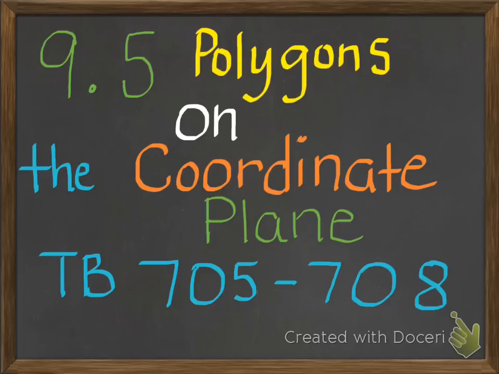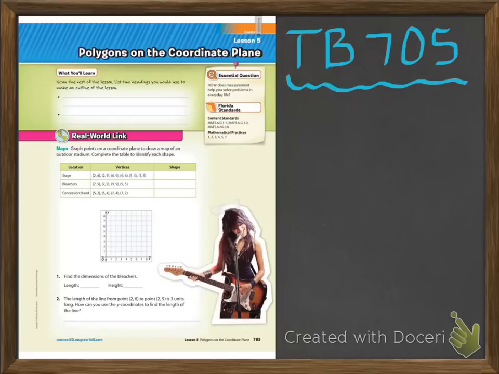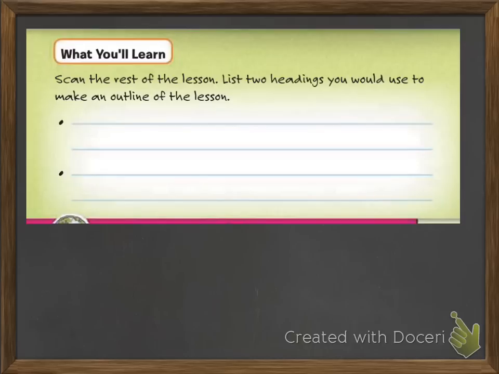This section is going to start on textbook page 705 and go through textbook page 708. Please make sure that you're writing everything that you see on the screen, that you're following along, and that you're correcting your work as we go. Let's get started. Here on textbook page 705, you see a rocker in the bottom right corner. So if you see a rocker, you are probably on the right page.